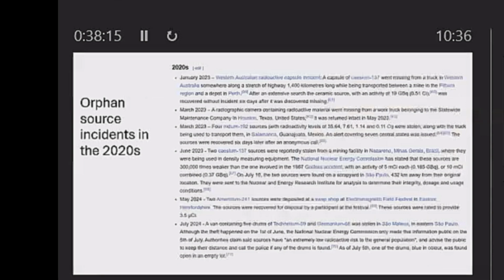So Australia, Houston, Texas, Mexico. Okay, in 2023, 4 iridium-192 sources were stolen with the truck. Brazil, americium in England, so very small. A van containing, these are all short-lived. It's not that big of an issue, but they were stolen again in Brazil. Anyways, it's interesting to read about these.